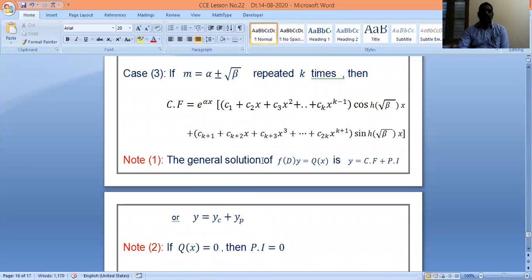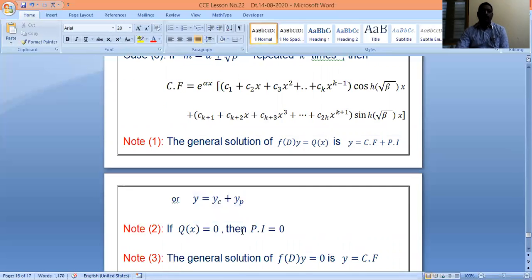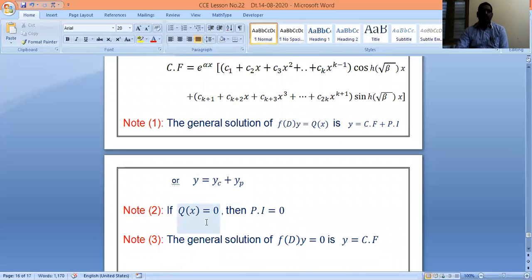Note 1. The general solution of f of D into y is equal to Q of x is y is equal to CF plus PI. That is y is equal to yc plus yp. If Q of x is equal to 0, then PI is also 0. Then the general solution of the homogeneous linear differential equation, that is f of D into y is equal to 0, is y is equal to CF.